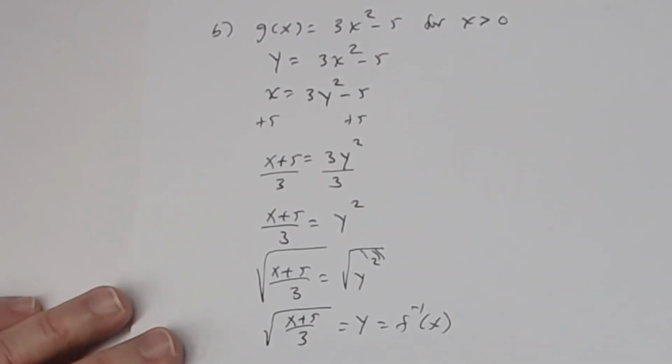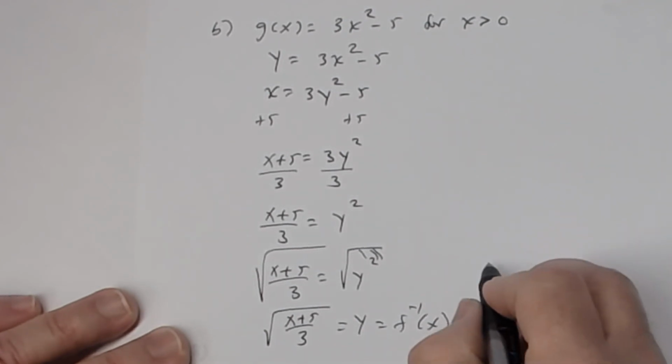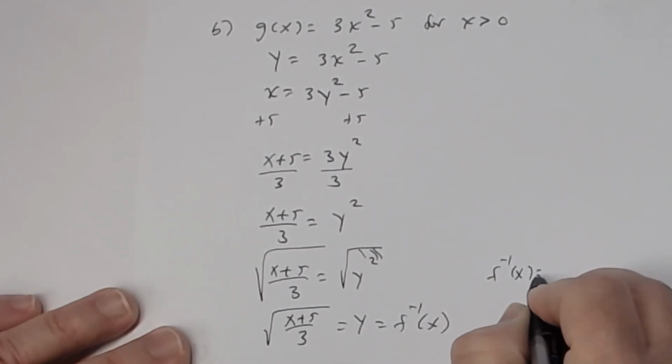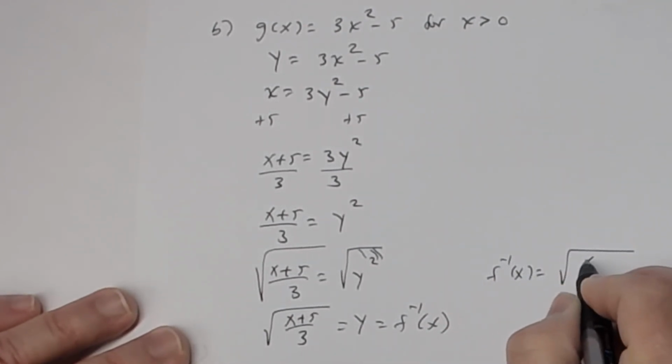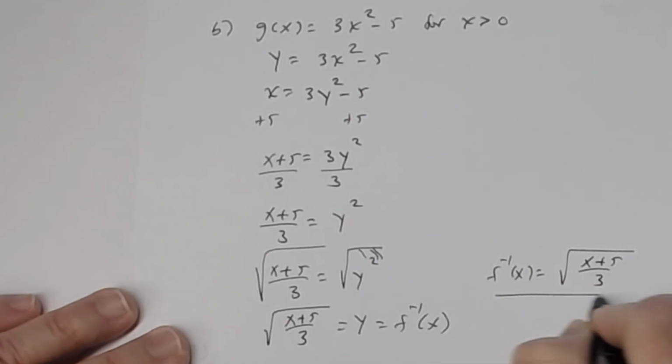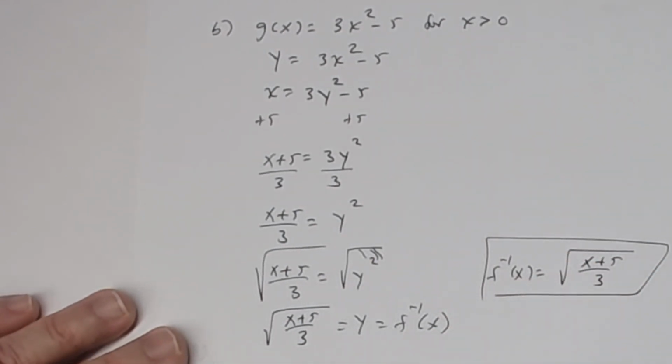All right, and so you're going to say f inverse of x is going to equal the square root of (x plus 5) divided by 3. Okay? And so that's how you find the inverse. Don't forget though, don't do that plus or minus. It's just going to be the square root of (x plus 5) divided by 3.